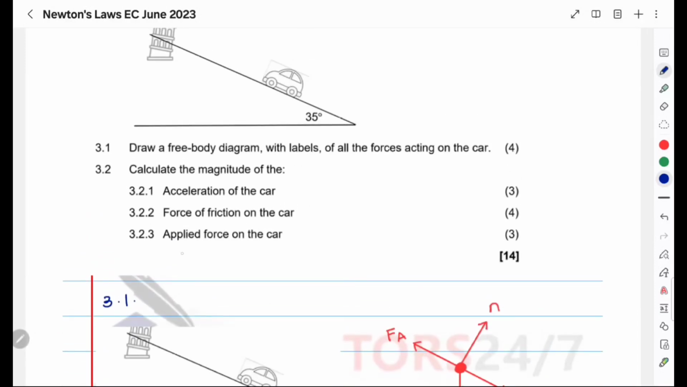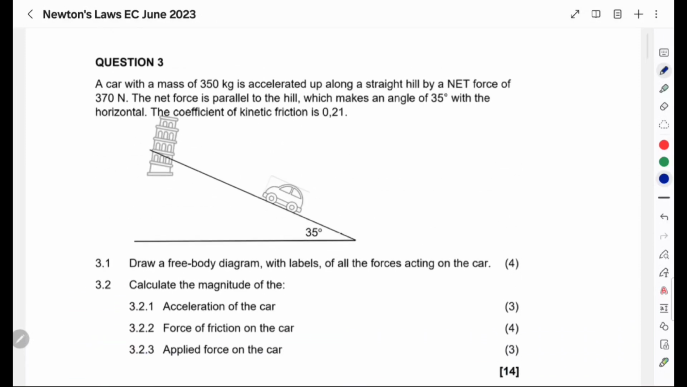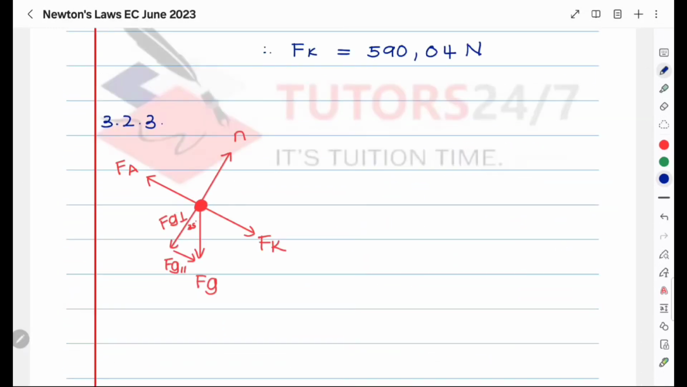We need to calculate the magnitude of the applied force on the car. So if you remember, we were given the net force as 370. So all we are going to do is take the net force and make it equal to the sum of all the forces acting on the object, and then solve for applied force. So we know that F net is equal to the sum of all the forces acting on the object. I'm going to specifically take into consideration the horizontal forces only.